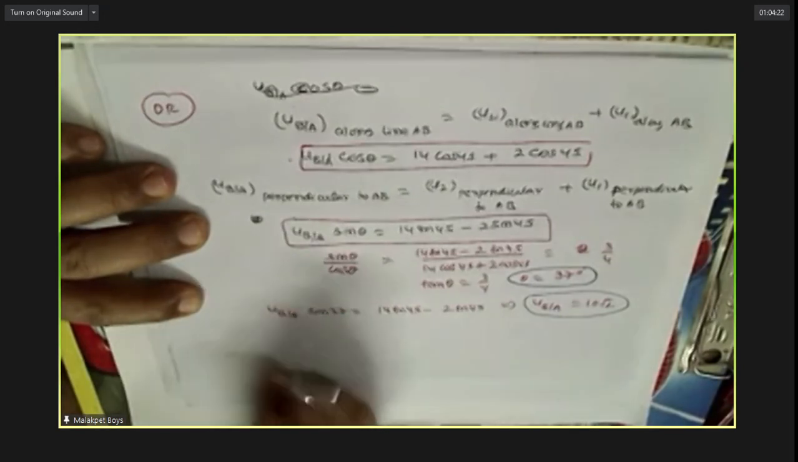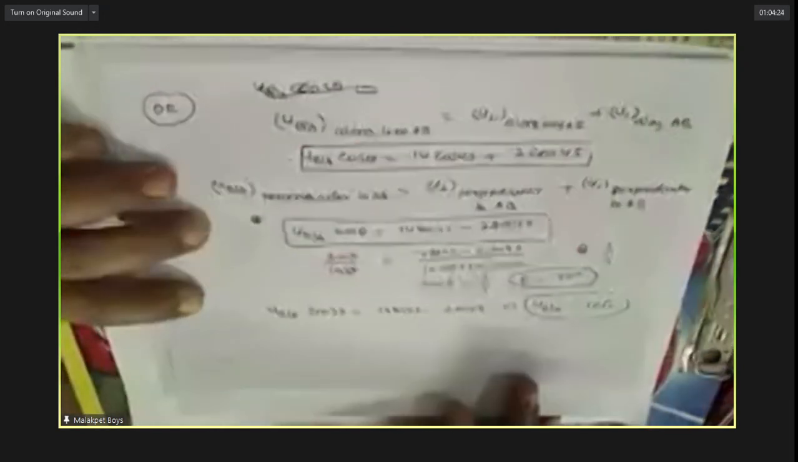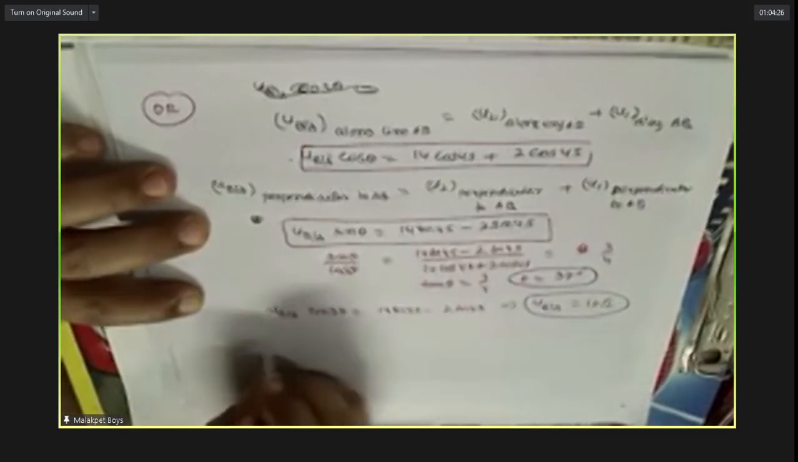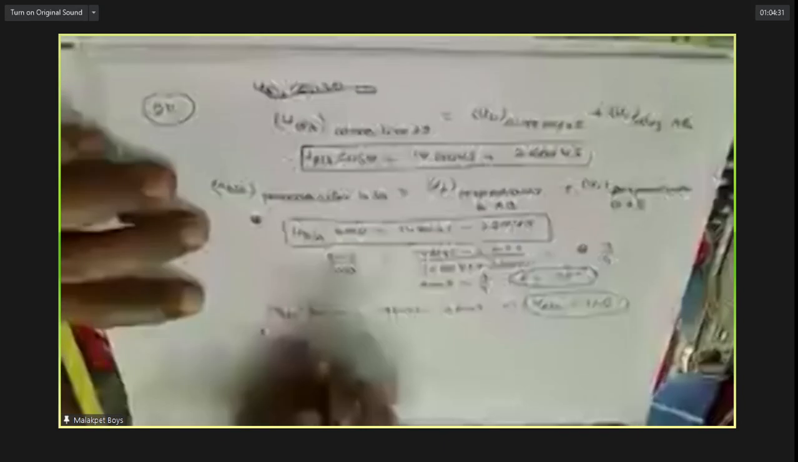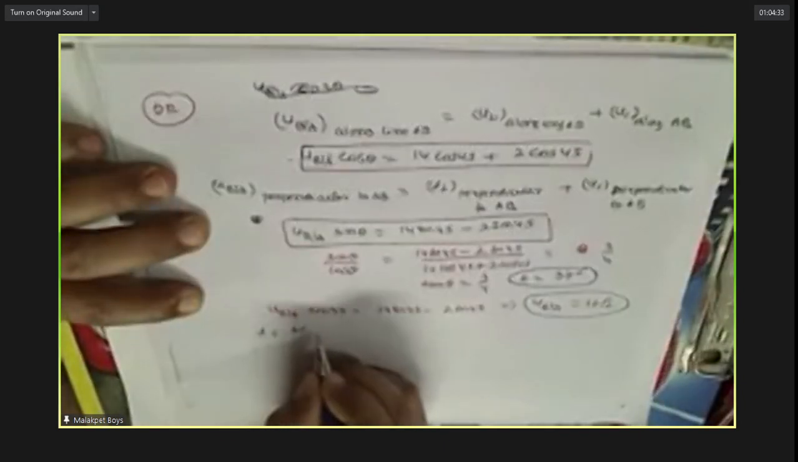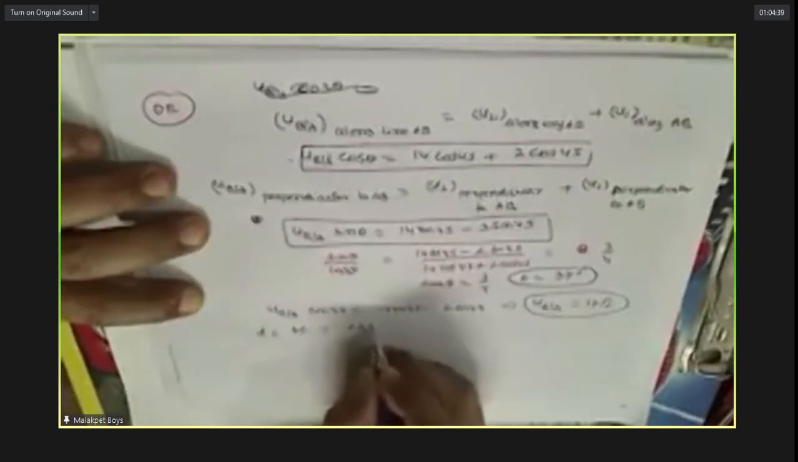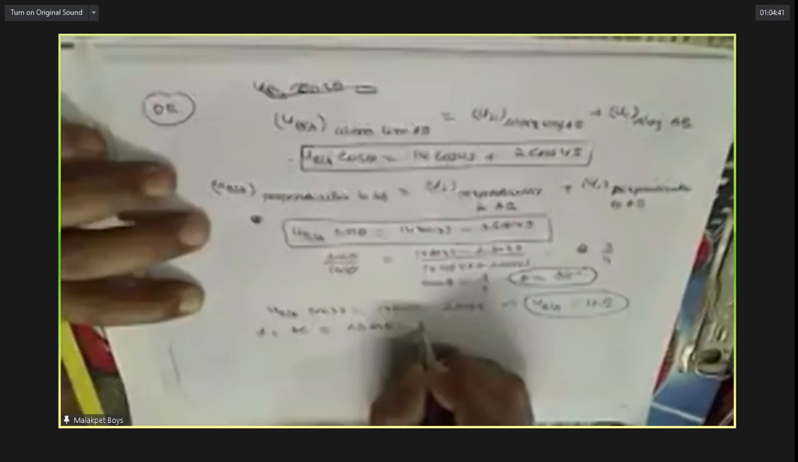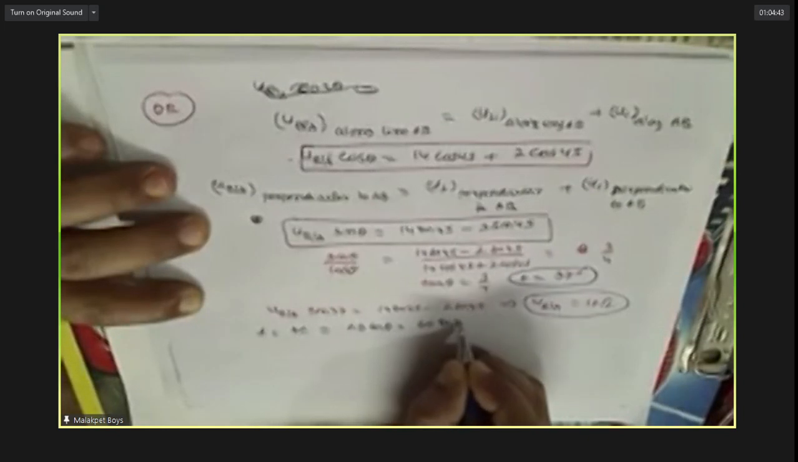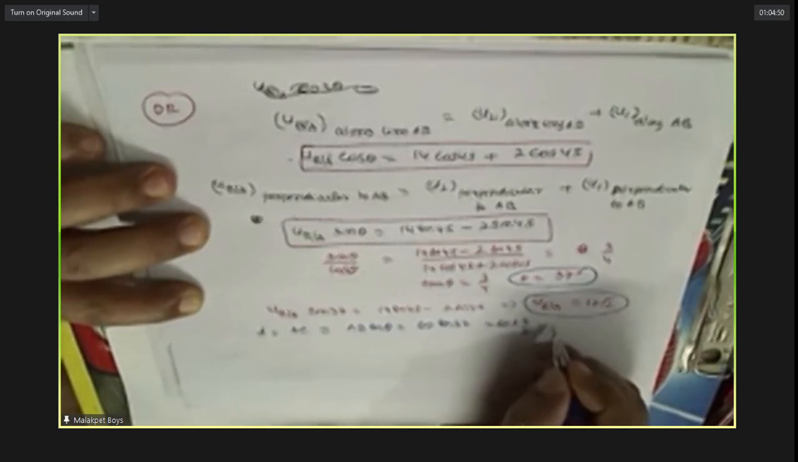Now from that, B equals AC. That is nothing but AB sine theta. 60 sine 37. 60 into 3 by 5. So the minimum distance will be 36 meters.